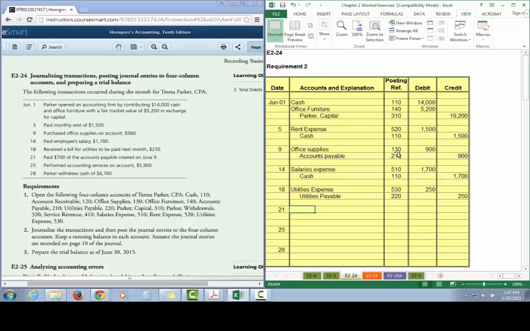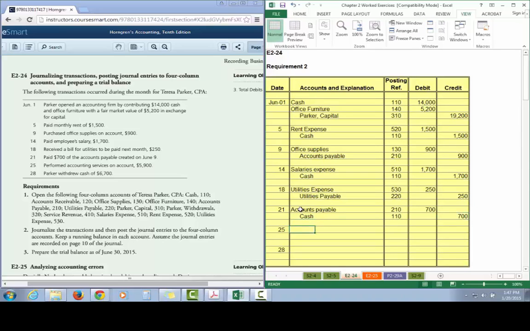All right. Now we've got June 21st. It said paid $700 of the accounts payable created on June 9th. So we had that payable of $900 on June 9th. We're going to pay some of it off now. So we're going to reduce that payable. So we're just going to debit it and reduce the balance. And we're going to pay $700. So debit accounts payable $700. And then reduce our cash by crediting it $700.